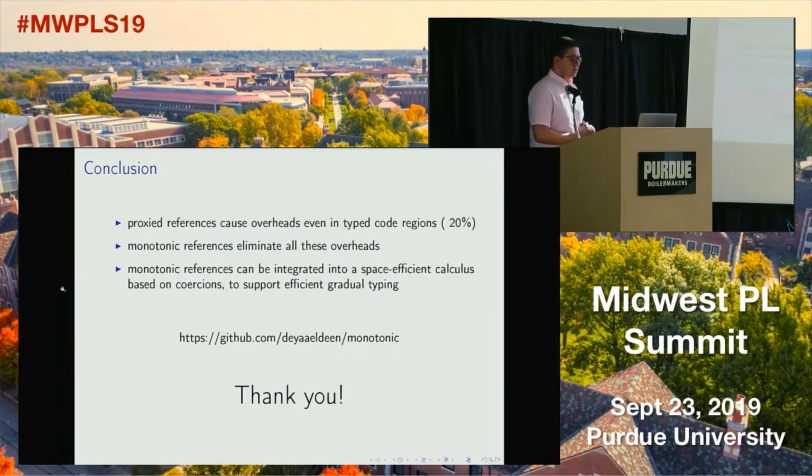So in conclusion, we want to solve a problem with proxy references, that they have overheads in statically typed code regions, and monotonic references do exactly that. We also integrated it into a space efficient system. So with this recipe, we can build an efficient gradual type system. This semantics is fully mechanized in Agda, and it's on my GitHub. And that's it.